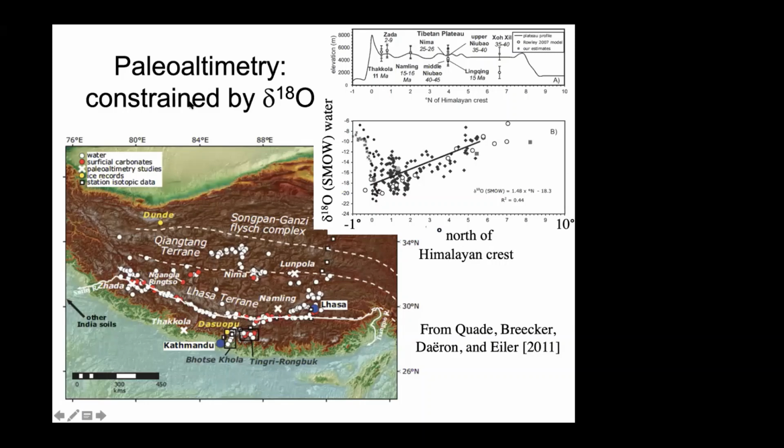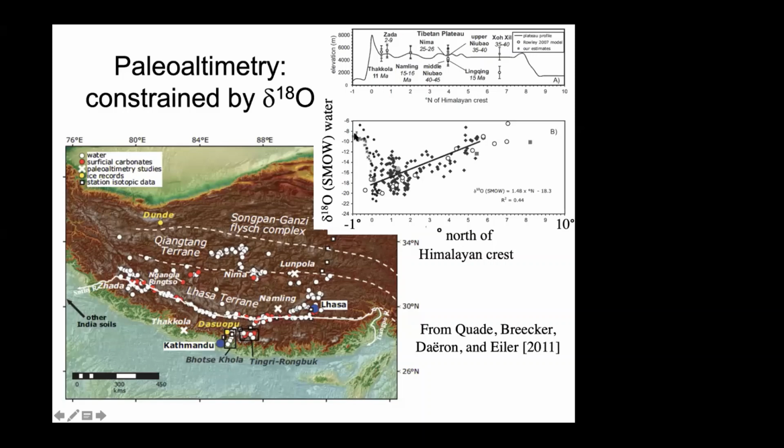And that's paleoaltimetry constrained by delta 18O, oxygen 18. This is a profile, topographic profile across Tibet. Down here would be the plains of India, peaks of the Himalaya coming across. And this is delta O18 measured against mean ocean water as the reference. And on a profile going from 1 degree south, this is degrees north of the Himalayan crest, so 1 degree south, the crest would be here at 0, and 10 degrees away. So this is well into northern Tibet.